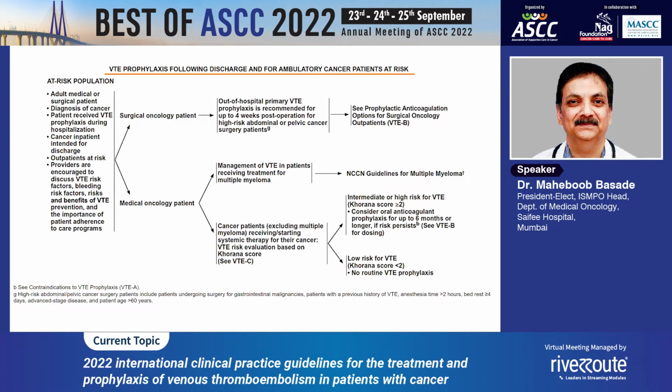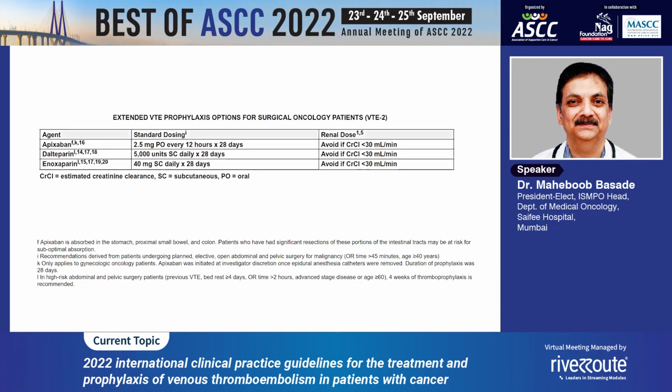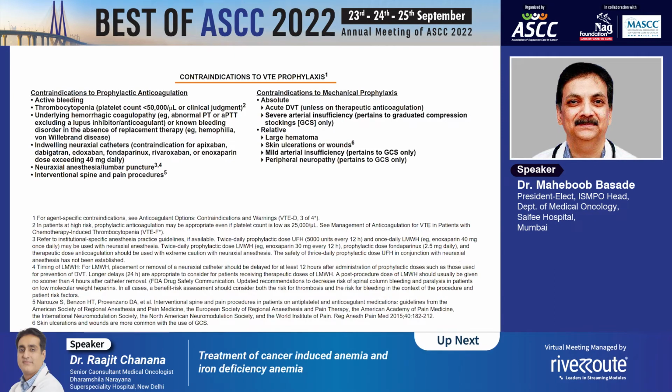For those patients who, after surgery, go home and become ambulatory and remain at risk even out of the hospital, primary VTE prophylaxis is recommended for at least 4 months postoperatively in patients who have a high risk of developing VTE. The drugs which are often used could be dalteparin, enoxaparin, and oral apixaban. These are the drugs which can be used for extended VTE prophylaxis.